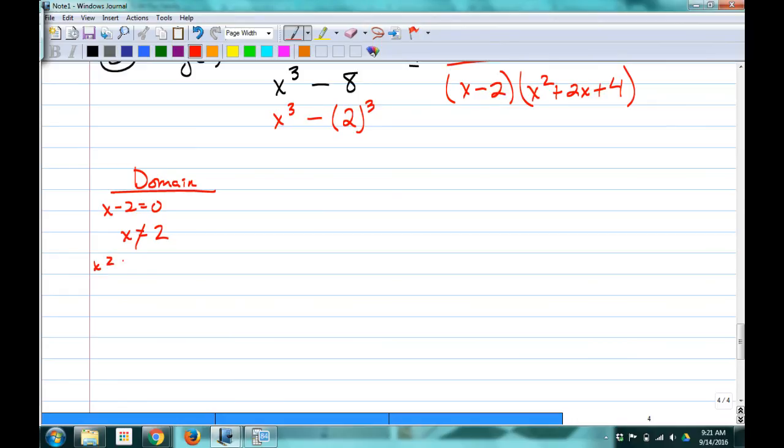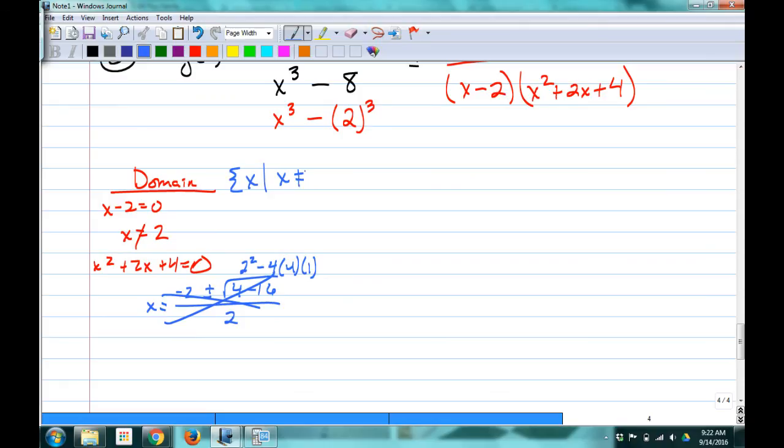And if I set x squared plus 2x plus 4 equal to 0, what do I know about that? Can't be factored. So I'm going to think, what's the discriminant of that? So that'd be 2 squared minus 4 times 4 times 1. That's 4 minus 16, which is negative. So that's what's under the square root. So it doesn't matter for domain. So the domain, all x's such that x does not equal 2.